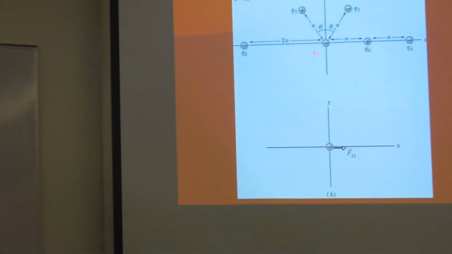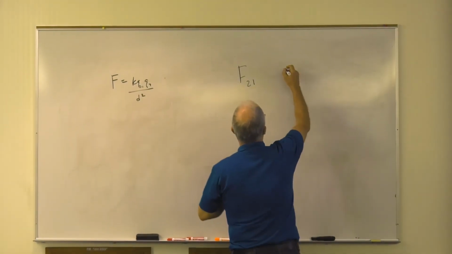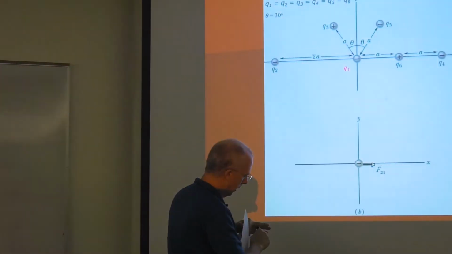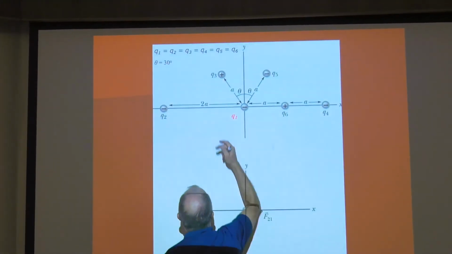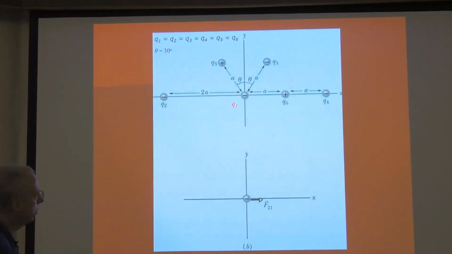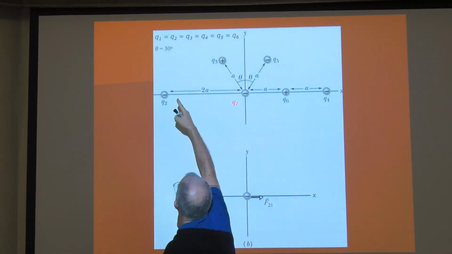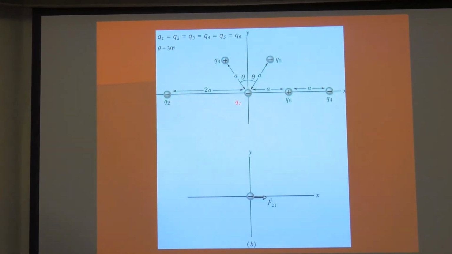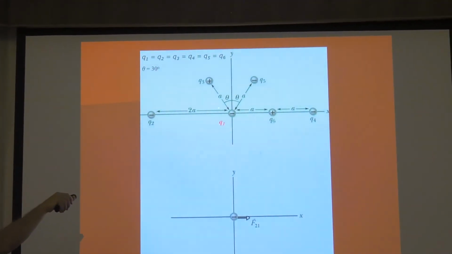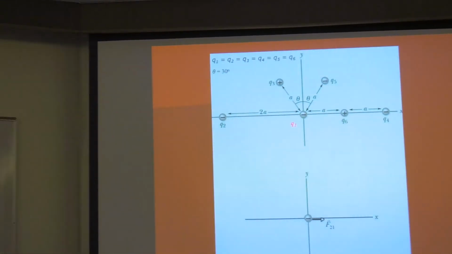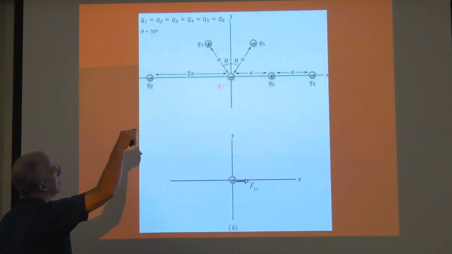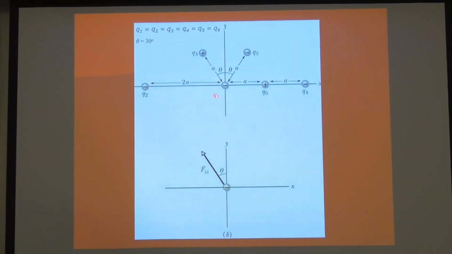Okay, let's do F31. What's Q3 going to do to that negative charge? Well, unlike charges attract, so the force is going to be that way. But look, this is only A, whereas this was 2A. And remember, the law is d squared, right? So this force is going to be 4 times that force. So it's going to be like that.